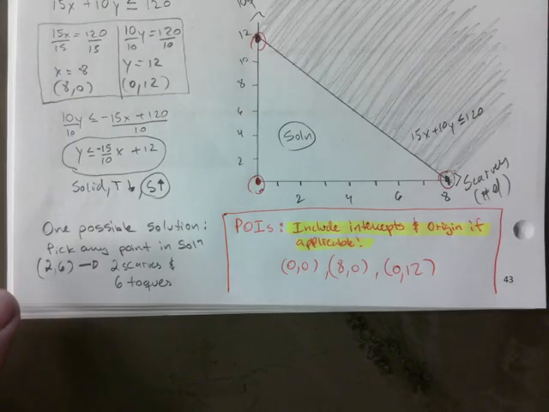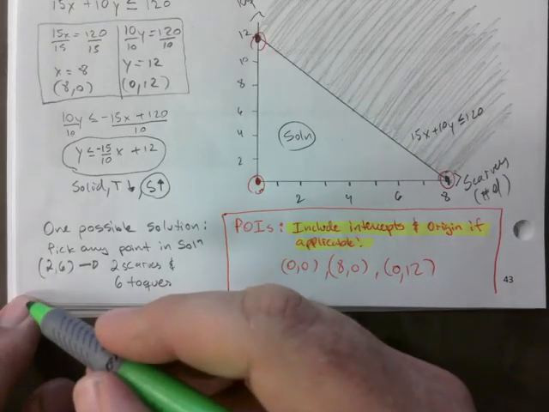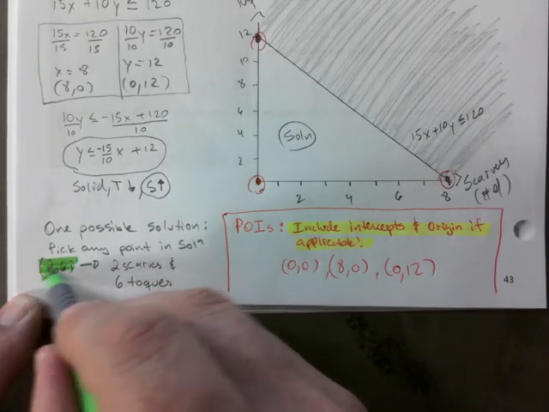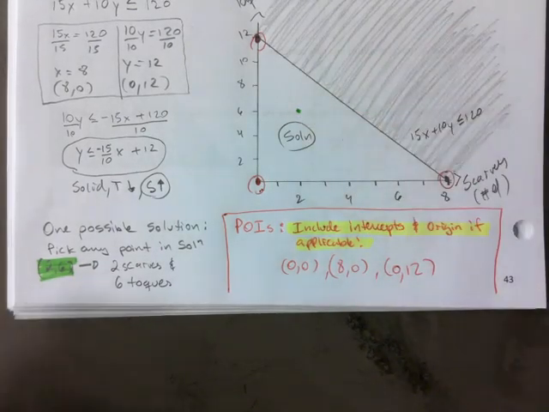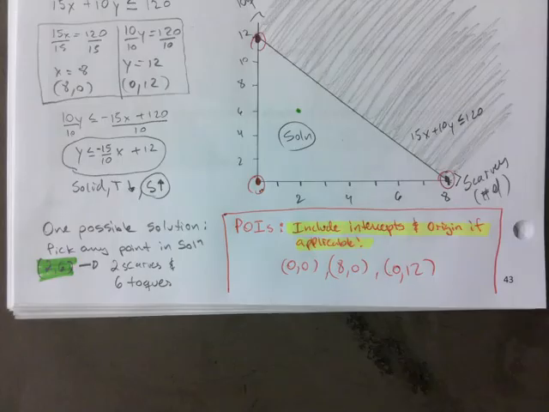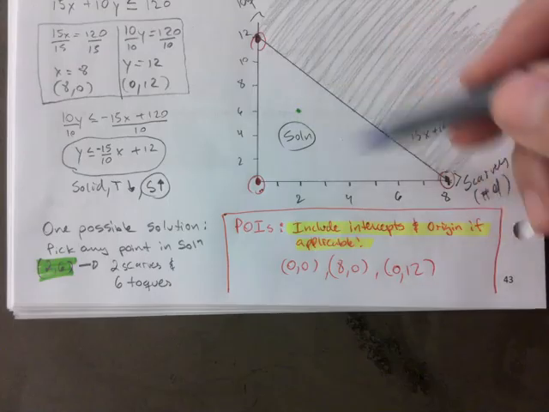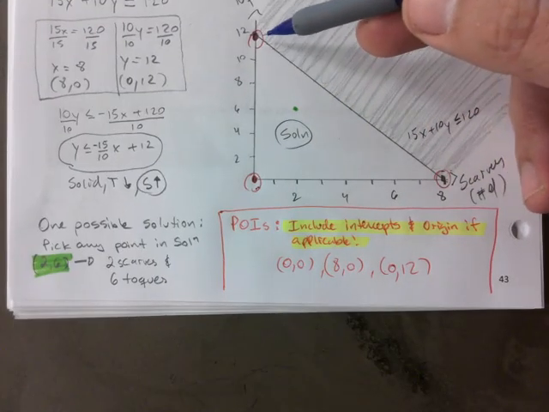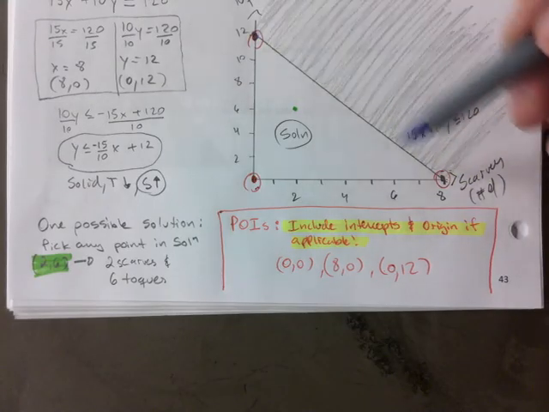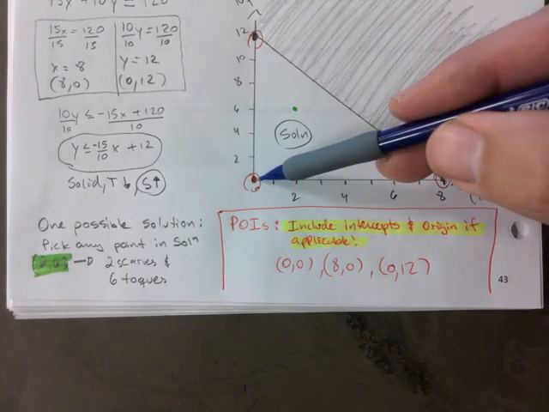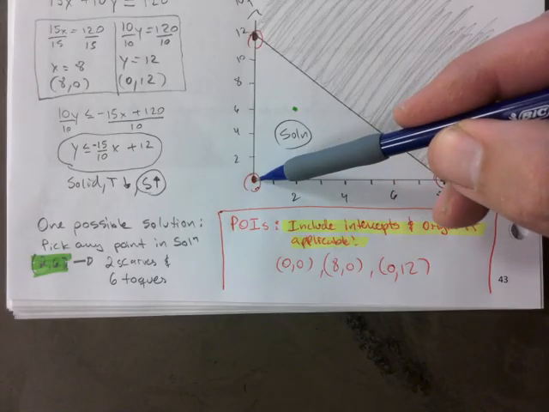I'm going to grab a green highlighter or something, right? So you can just say this one right here, 2, 6, is right there. You pick that point. That's when I just ask you for a solution. Just pick anything in the solution region. You can actually pick the line itself, including the intercepts, including the origin.